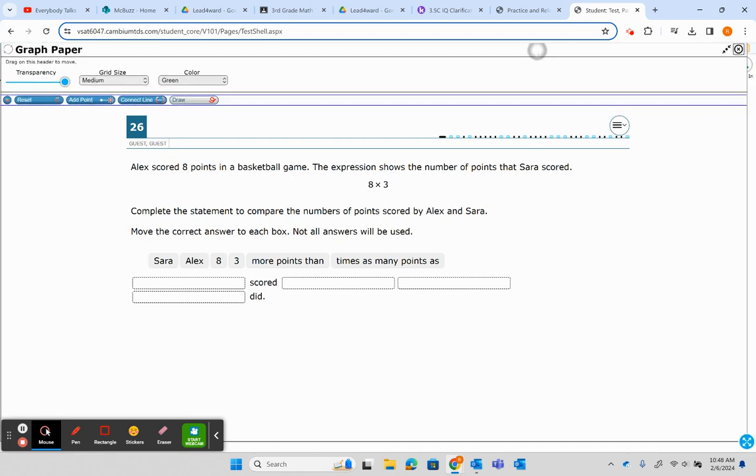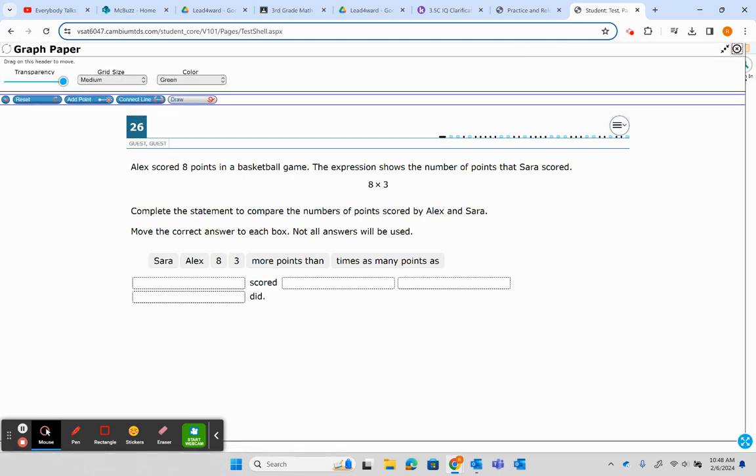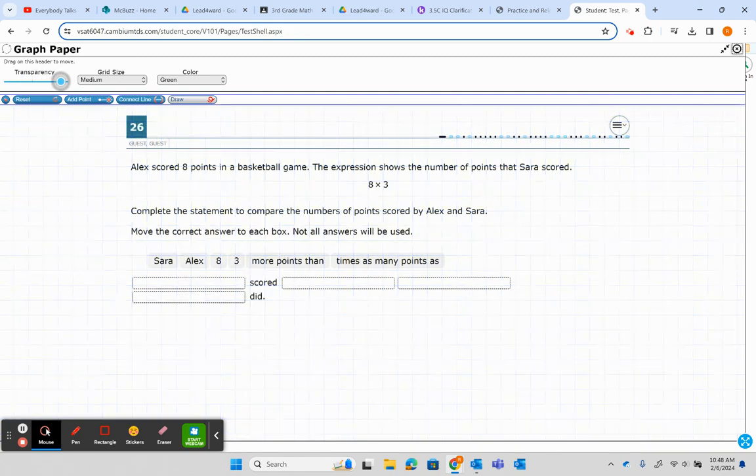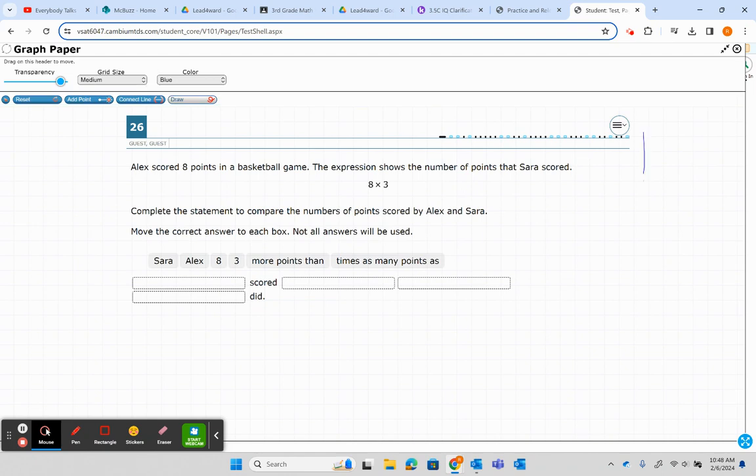This is a graph paper tool that the kids can use. It comes with a grid on it, but we can get rid of the grid. Then I can change the pen color to blue, for example. Most of the kids can use their fingers or touch the screen. So I know that Alex scored 8 points. I'm using my fingers, by the way, so this guy draws horribly.